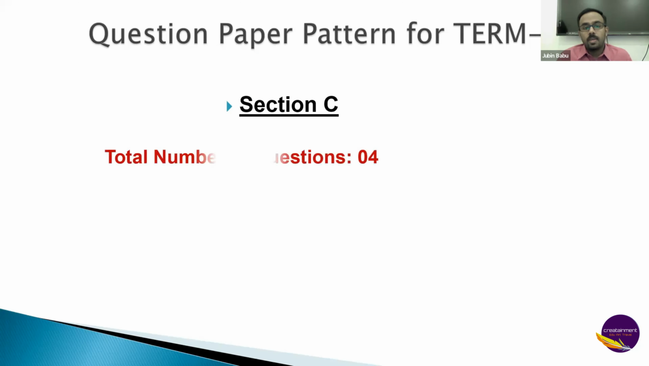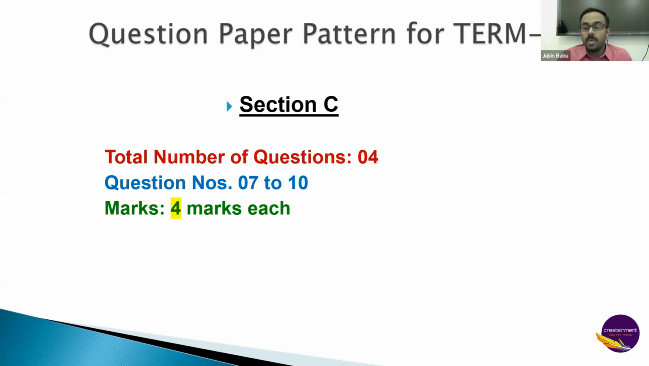Section C will have 4 questions, numbered 7 to 10, with 4 marks each. This is the area where the child needs to put in maximum effort and more time. Whenever you divide your time, allocate more time to Section C, because these are the longer type questions carrying 4 marks.